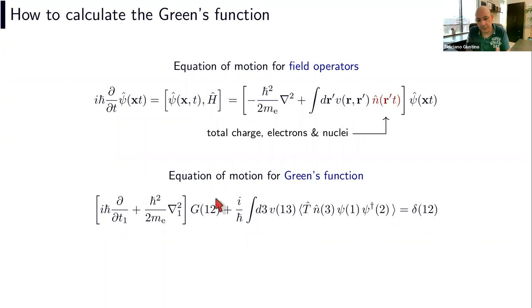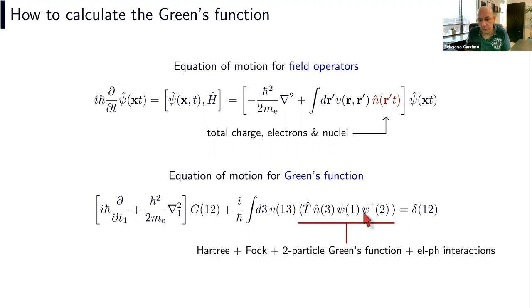So the left-hand side is a standard Schrodinger type kind of part of the equation. This will give the energy value, and this will give the kinetic energy. What you see on the right is essentially the potential part, and here the complexity starts to show. Remember that the electron density here, for example, is a product of two field operators. So here we really have four field operators, and that's really complicated to describe. So this is what contains things like the Hartree energy, the Fock exchange energy. There are two-particle Green's functions, these electron-phonon interactions. So this term here contains a little bit of everything.